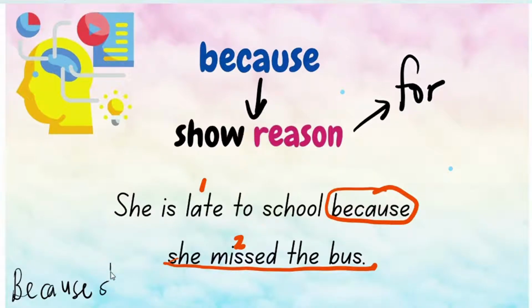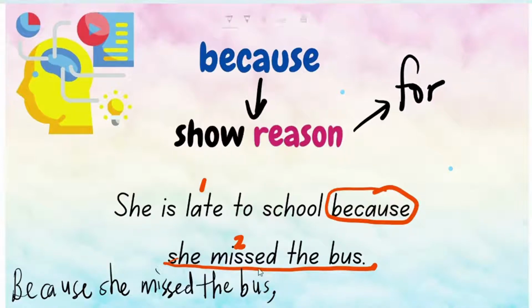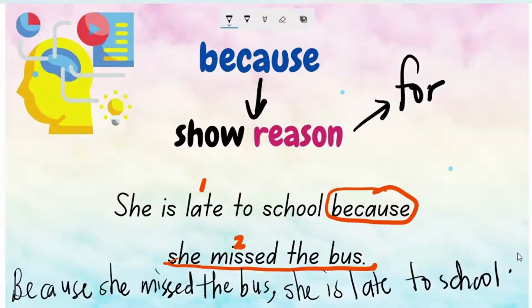Okay, so because she missed the bus. Okay, don't forget to put your comma and then baru letak conjunction. Second clause. Okay, letak conjunction. Kita dah guna dah tadi. Conjunction tadi. So, because she missed the bus, comma, she is late to school. Okay, that's how you do it. Alright. Letak reason dia dulu, baru letak clause yang pertama.